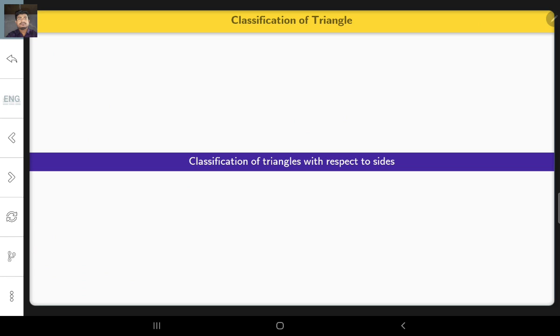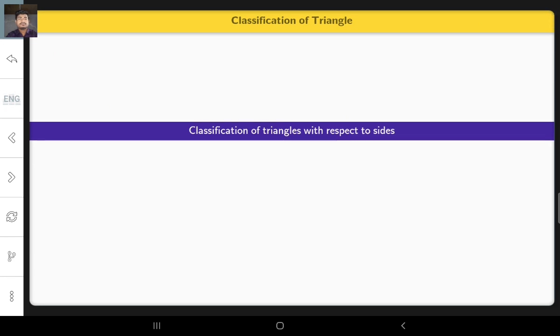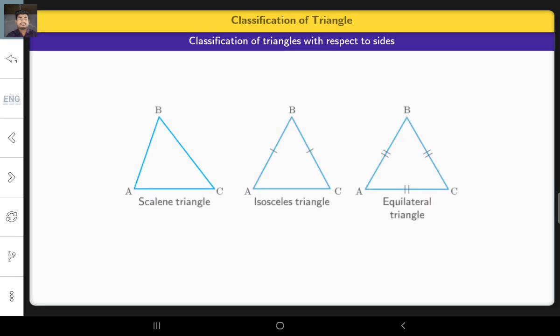Triangles are classified by their sides and angles as scalene, isosceles, and equilateral. In a scalene triangle, all the sides and angles are unequal. In an isosceles triangle, a pair of its sides and a pair of angles are equal. In an equilateral triangle, all three sides and all three angles are equal.